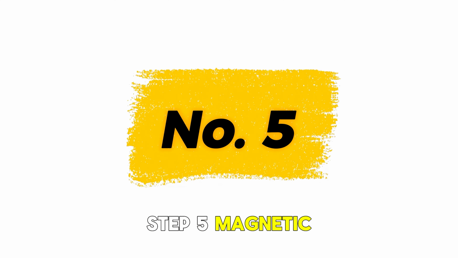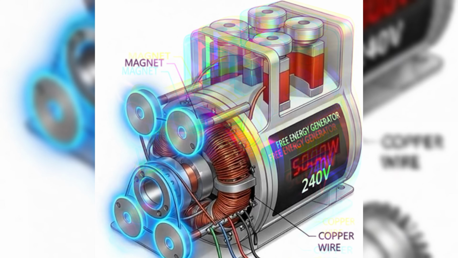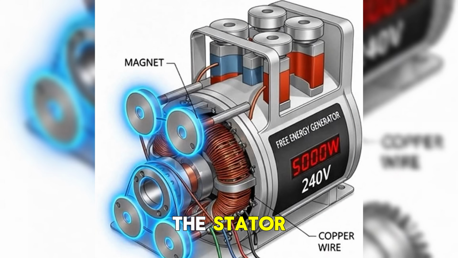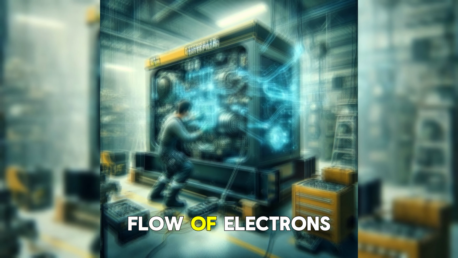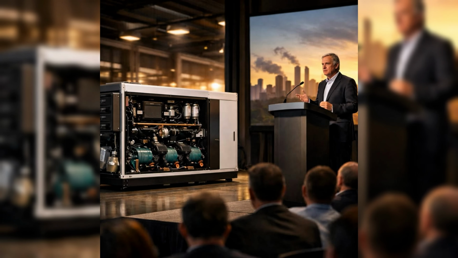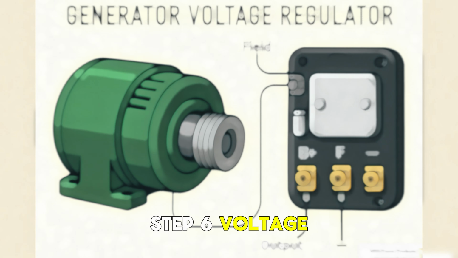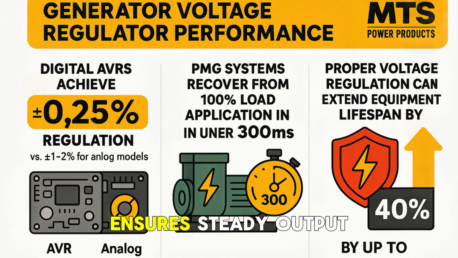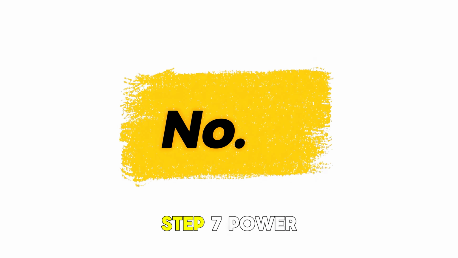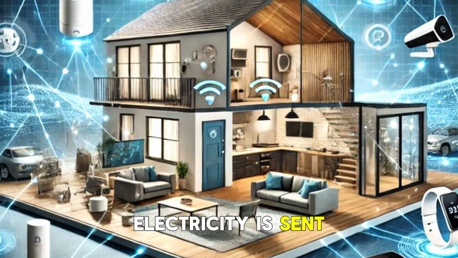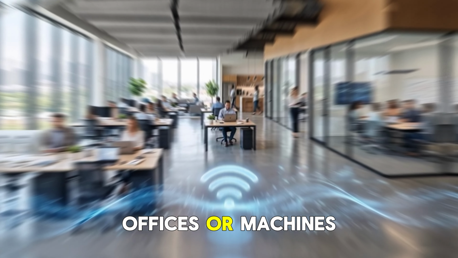Step 5. Magnetic interaction. The spinning magnetic field interacts with the stator. This creates a flow of electrons, and that flow is electricity. Step 6. Voltage regulation. The voltage regulator ensures steady output. Step 7. Power output. Electricity is sent to homes, offices, or machines.